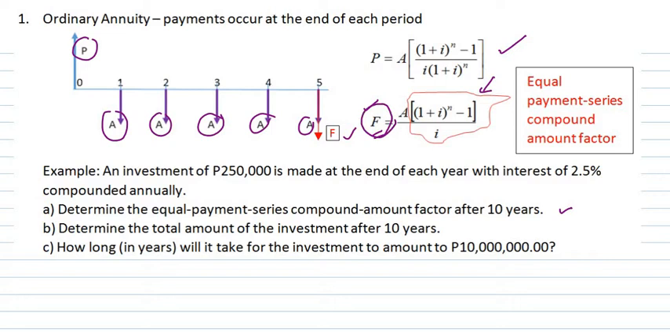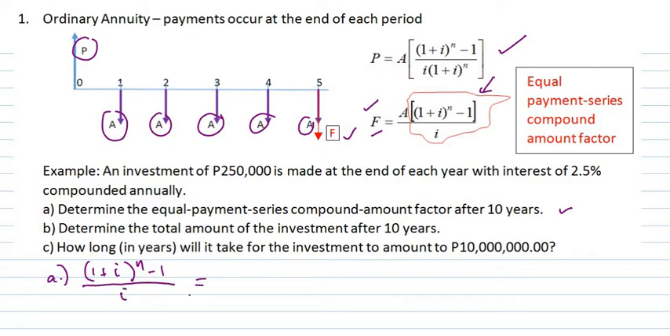We find F. And then letter C, how long in years will it take for the investment to amount to 10 million. Okay, so we are going to solve letter A now. To solve letter A, we simply use this formula: (1 plus i) raised to n, minus 1, all over i.